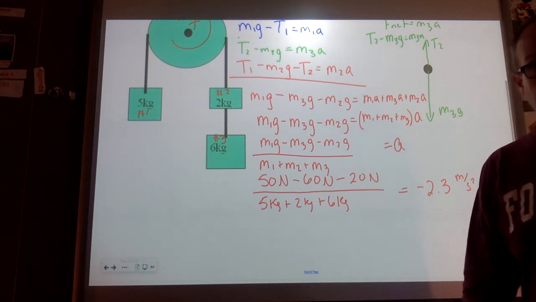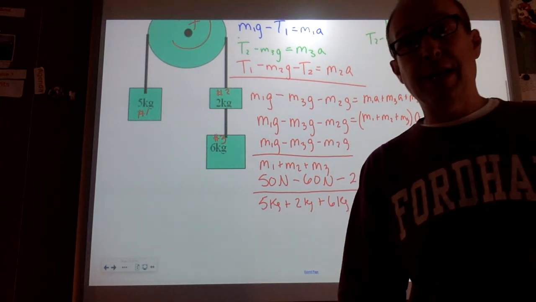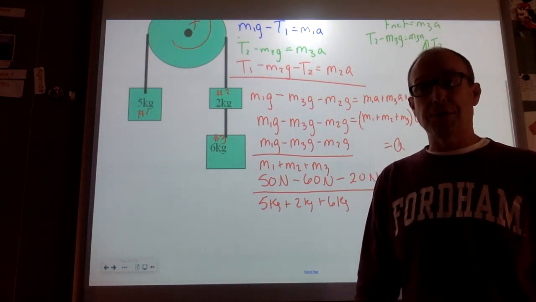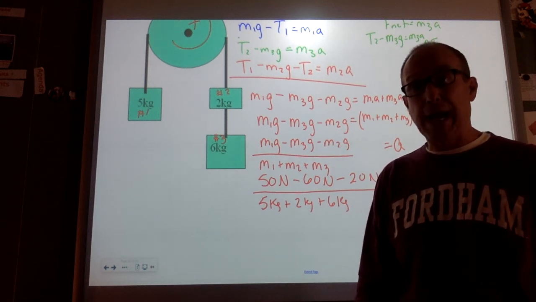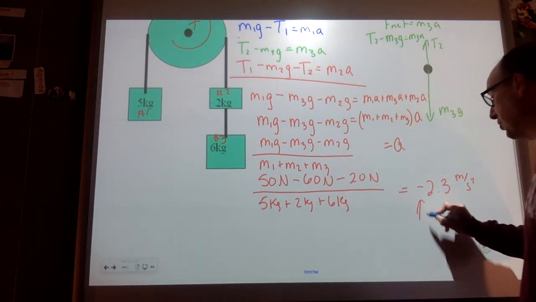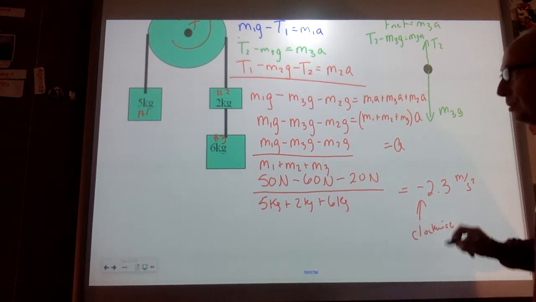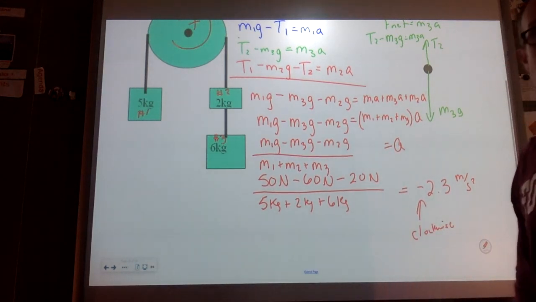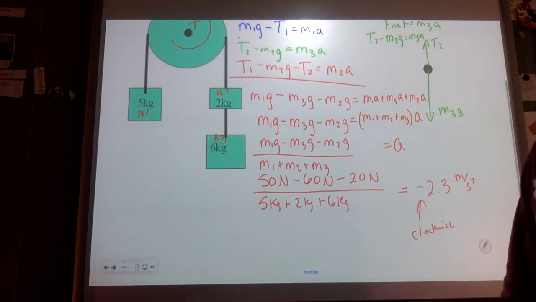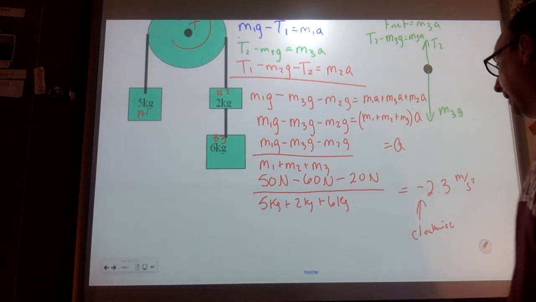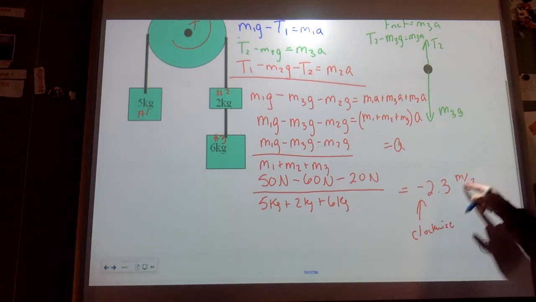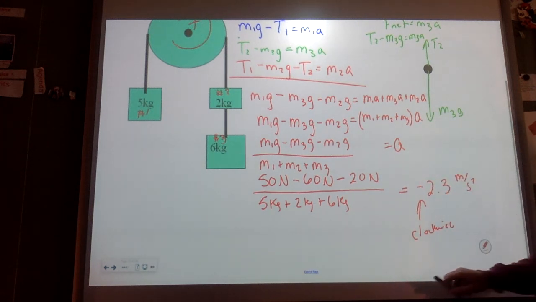And why is this negative? Not because the acceleration is to the left, not because the acceleration is backwards, not because the acceleration is down, but because the acceleration turns the pulley clockwise. And if I wanted to, I could go in and find out what all my tensions are by substituting back in. But when I do, I'd have to substitute in this acceleration as negative.